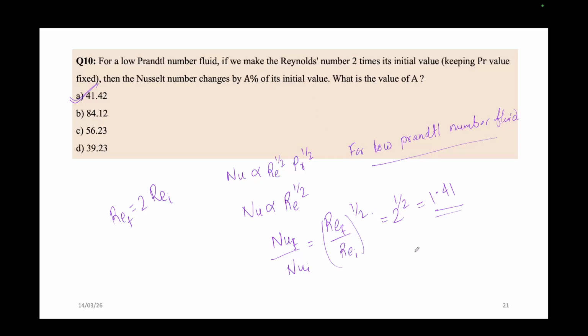How to find out? Also you can find the change: the final Nusselt number minus the initial Nusselt number, divided by the initial Nusselt number. So it can be written as 1.41 by 1, right? So this is 1.41 minus 1 by 1, so 0.41 into 100. So this is your 41%. So this is how we have to solve this. Okay. Any confusion up to this?